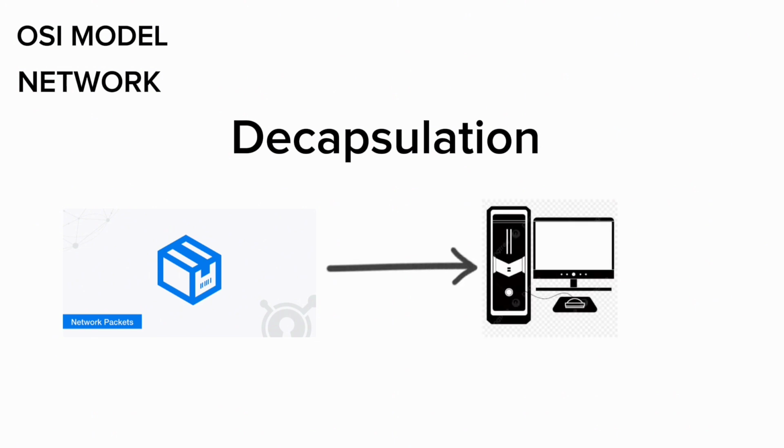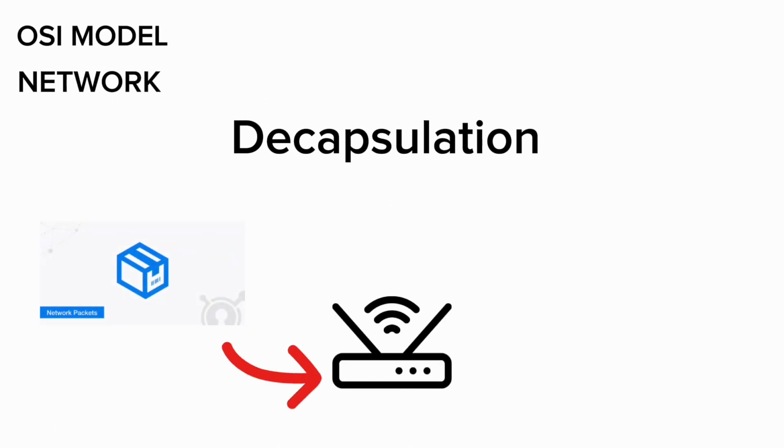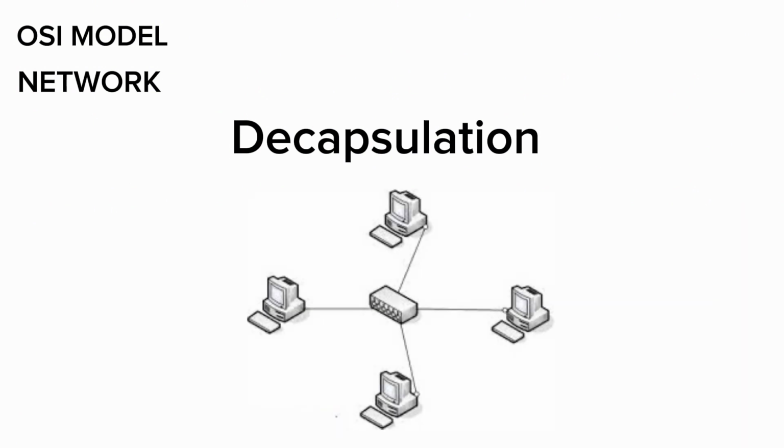The last process is decapsulation. When the packet arrives at its destination network, it goes through a process of decapsulation. The packet passes through the routers along the way, and each router removes the network layer header before forwarding the packet to the next hop. This process enables the data to traverse complex networks efficiently and reach its intended recipient.